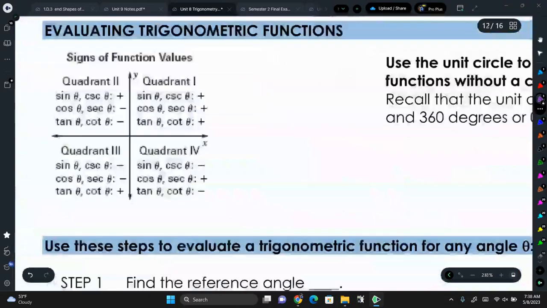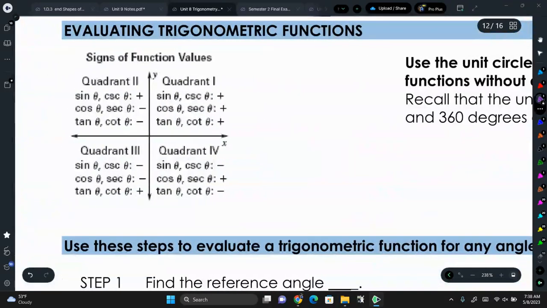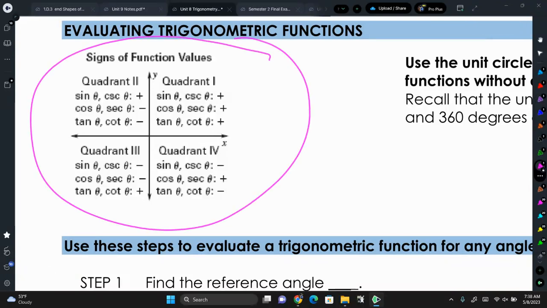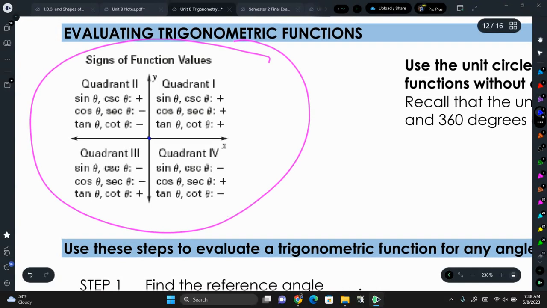All right, on the next page, this little chart right here tells you the signs of our 6 trig functions depending on the quadrant. I don't really think it's useful to memorize this. I think it's more useful to remember that this is a coordinate plane with your origin at 0, 0. So if you have a point over here, forget the sine cosine stuff.